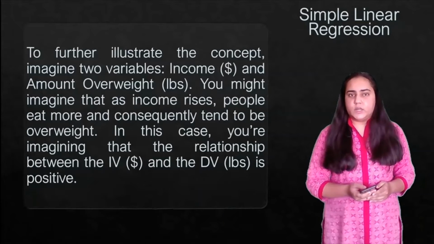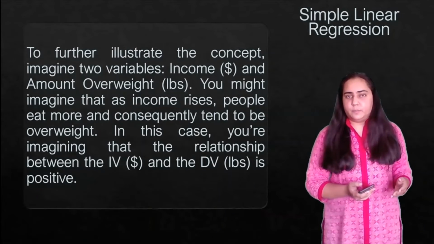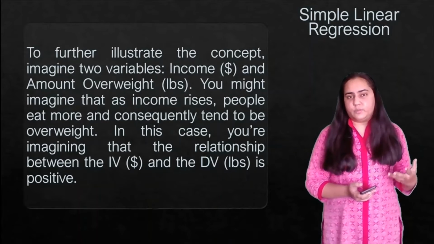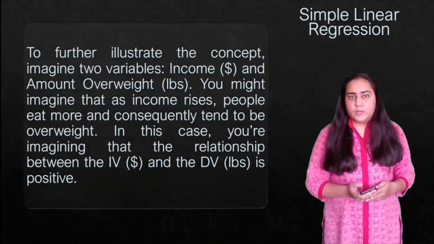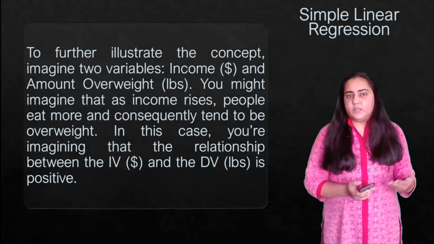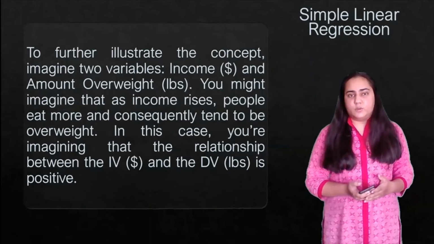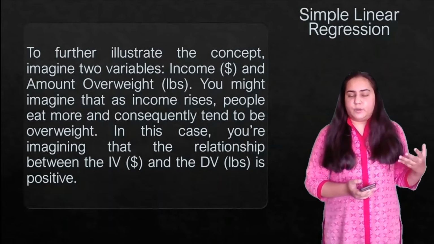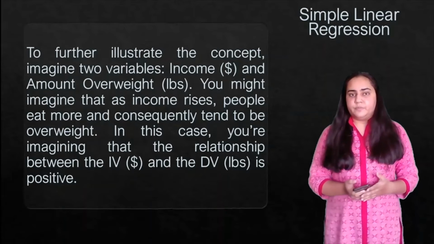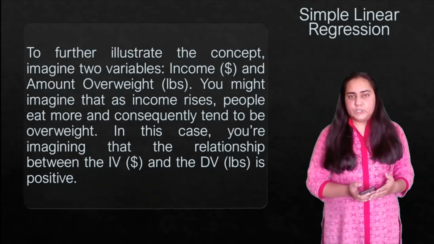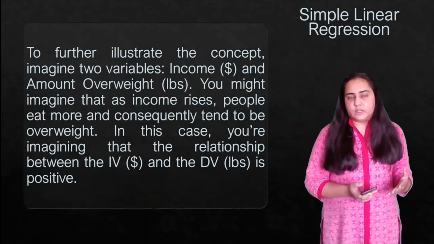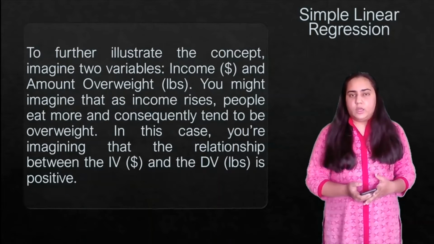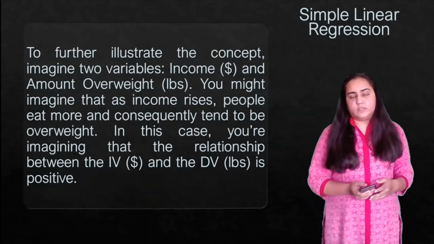Now, to further illustrate the concept, imagine two variables, income in dollars and amount of overweight, how overweight a person is, in LBS. You might imagine that as income rises, people eat more and consequently tend to be overweight. So this is another hypothesis that says that if a person earns more, then the person is overweight. In this case, you're imagining that the relationship between the IV and DV is positive. One increases, the other increases, one decreases, the other decreases. So this is what you're imagining about this relationship.